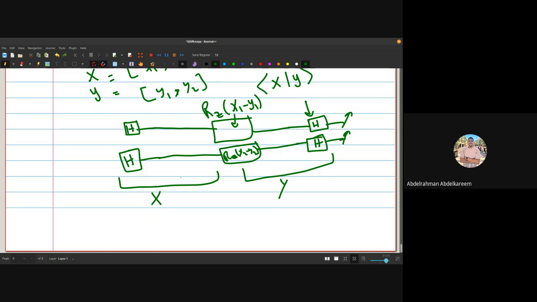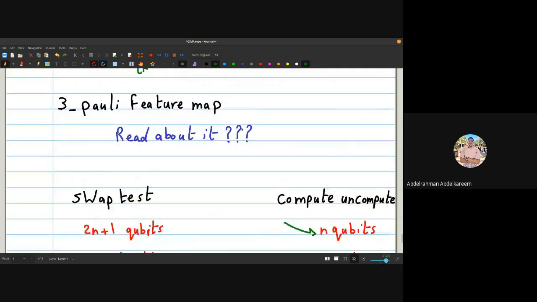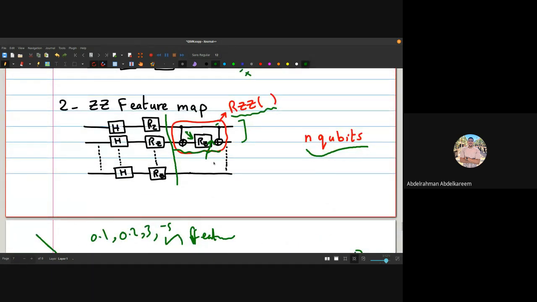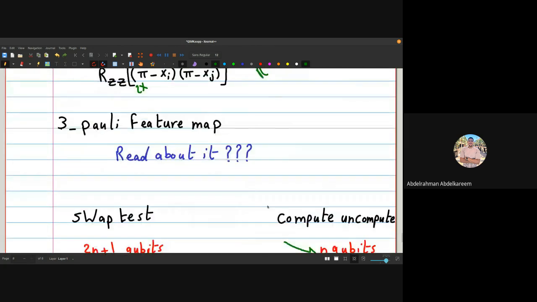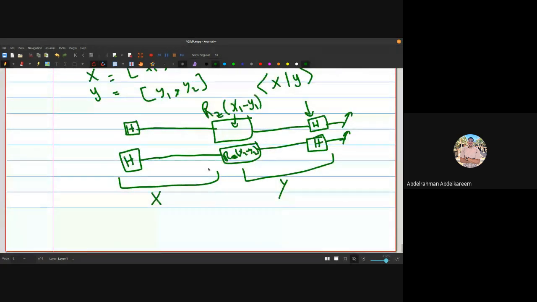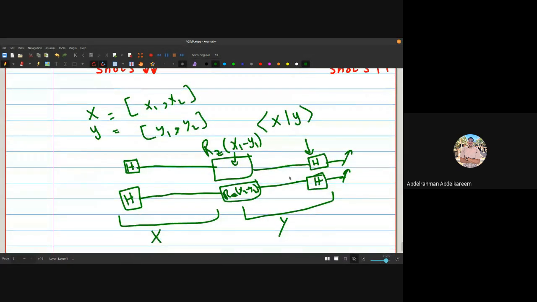So this is for the Z feature map. The same will apply for the ZZ feature map, but it's more complex for the staircase. It can be done. I can do it right now to show how it's more complex. Yeah. So this is what's actually happening for the compute-uncompute method. Thank you, this answered my question. Yeah, you're welcome.